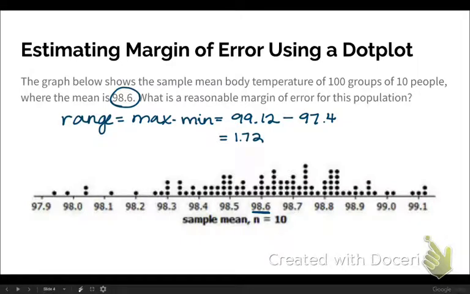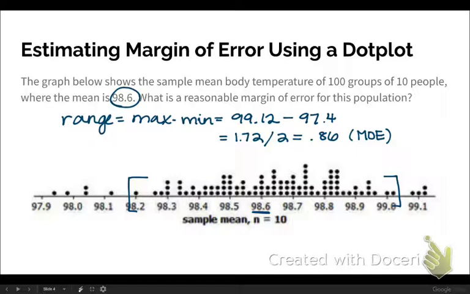Now, one thing to notice also is that most of our data is probably in this region just by looking. So most of the data is clustered right around that 98.6. We have a few things that lie outside of those values. And that's kind of what we're wanting to show people with that margin of error. So we're going to take that range and divide it by 2. And that is going to be our margin of error because we're estimating it for this dot plot.